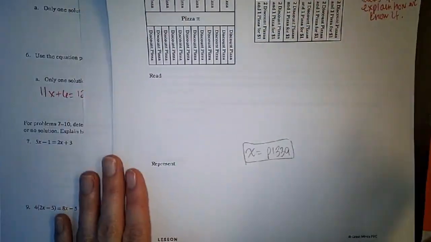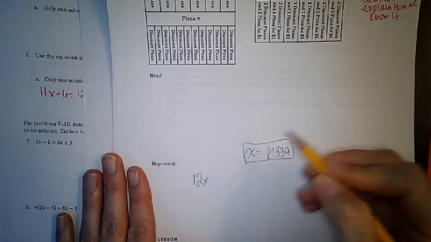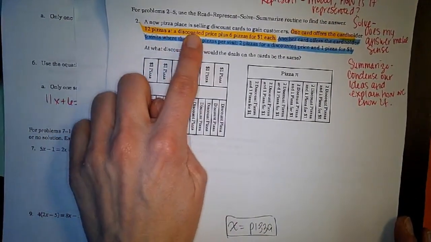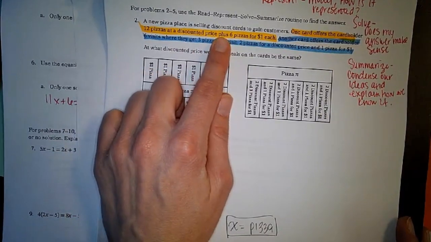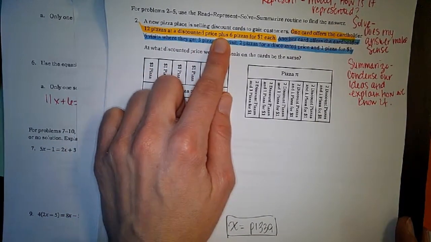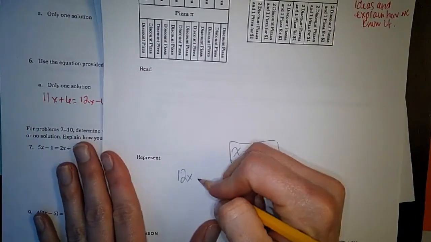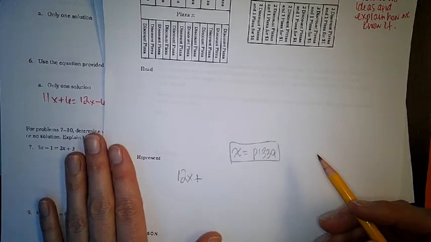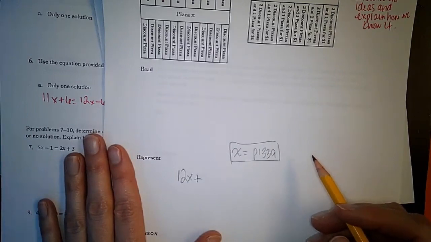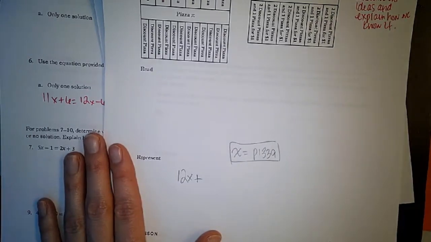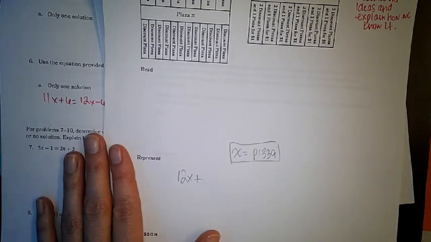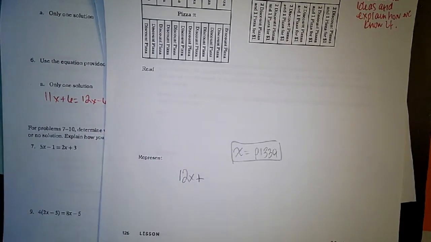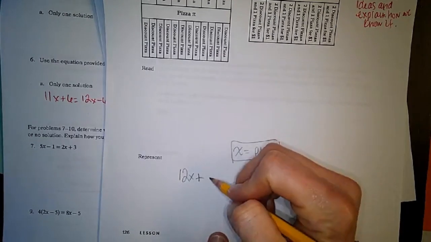Okay. So 12 pizzas at a discounted price plus. How do you represent plus? With a plus sign. 6 pizzas for $1 each. So how do you represent that? Why plus 6? Yeah, because the pizzas are how much a piece? $1 each, and you have 6 of them, so how much is the pizza going to cost you? $6, right? So that's for pizza.